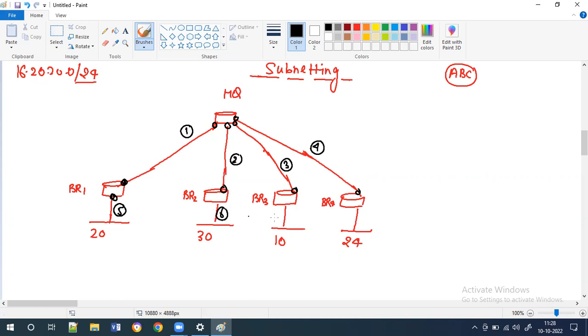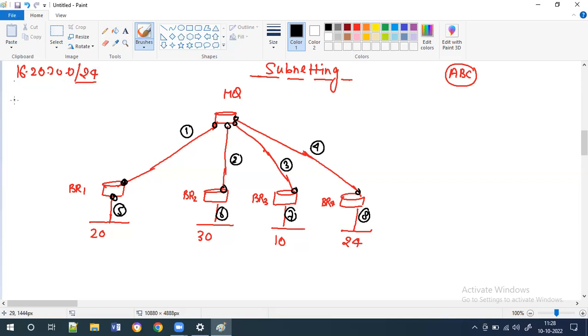Again 6, 7, and 8. So total, how many subnets we need? 8, right? If this is the requirement, if this is the scenario where we have to design the network and we have that IP address, so total we need 8 subnets. But what we have here, we have a single subnet, right? This is the single subnet, and all the IP addresses are part of the same subnet.